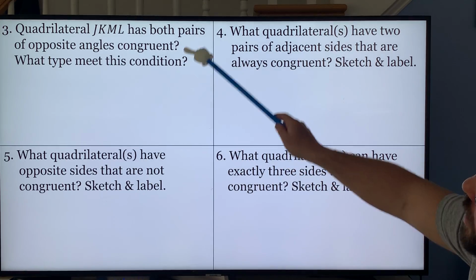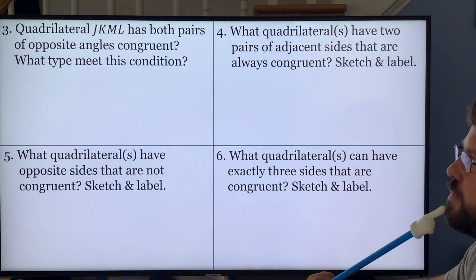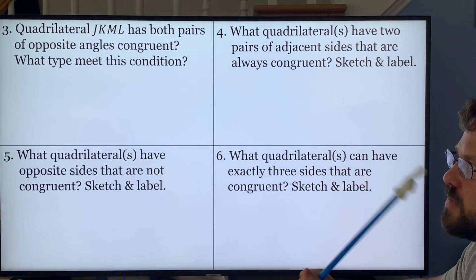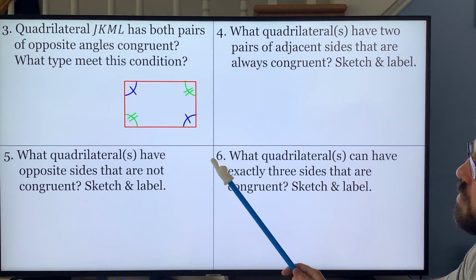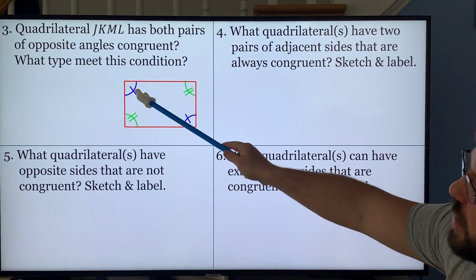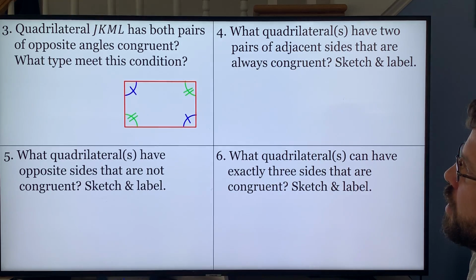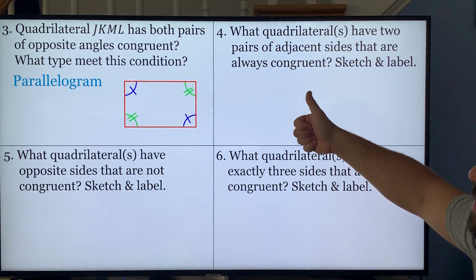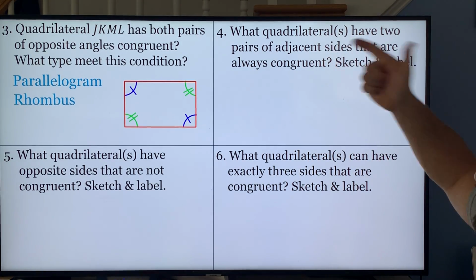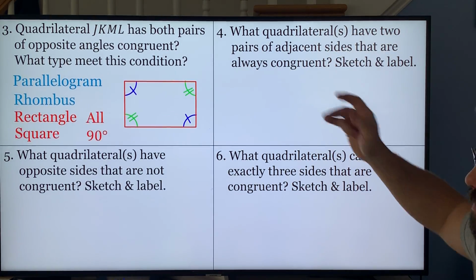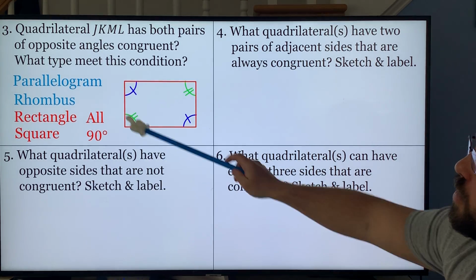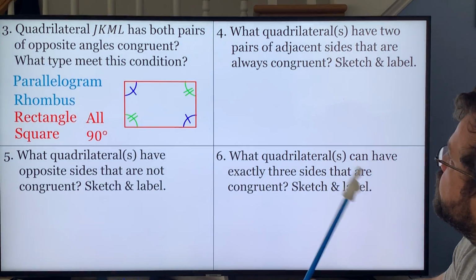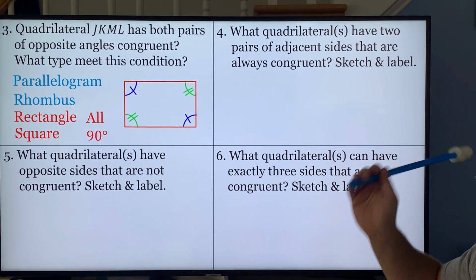Problem 3. Has both pairs of opposite sides congruent? What meets this condition? Both pairs of opposite sides are congruent. So, both pairs of angles are congruent. What could that be? It could be a parallelogram. And since it could be a parallelogram, everything that falls under parallelogram could be a rhombus, a rectangle, or a square. Got it? Because if they're all 90, it's a rectangle or square.